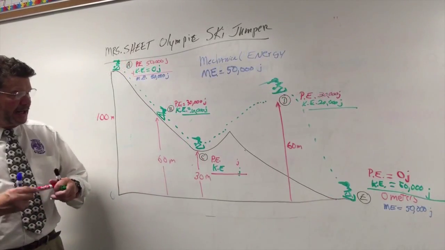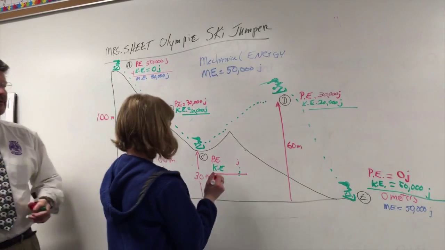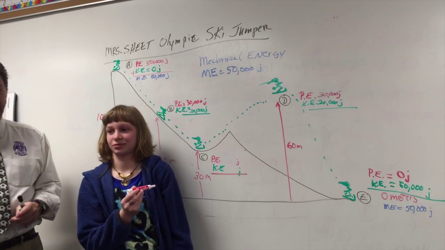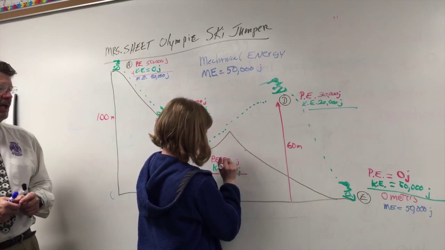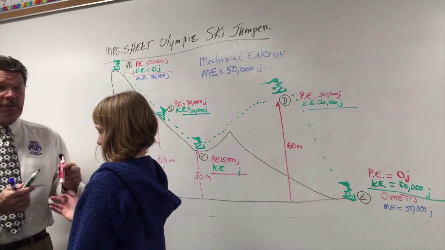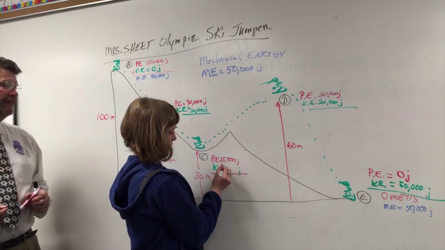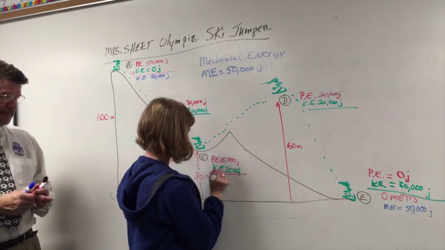Okay, so go ahead and you do C for me, all right? So what is the potential energy? It's half as tall, so what is it? What is it, class? 15,000 joules. All right, I'll take that marker and I'll give you the green one. So now, 15 plus what equals 50? 35,000 joules. Thank you.